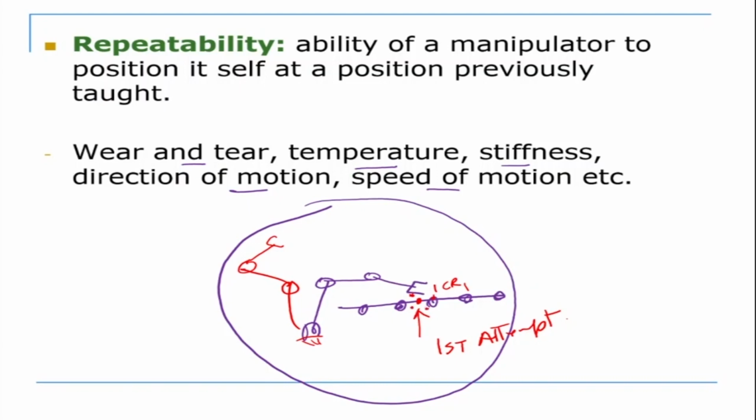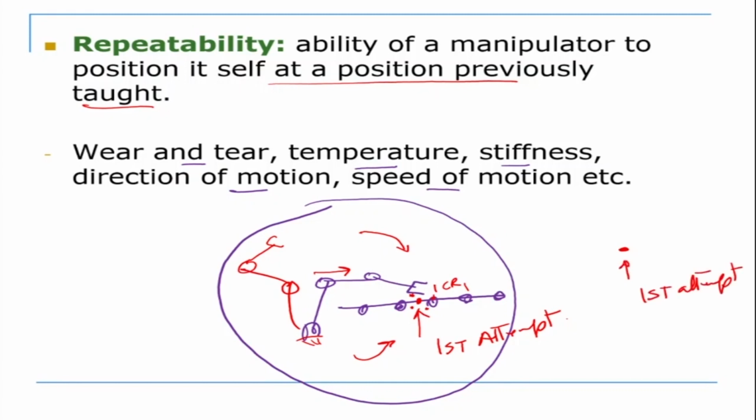It's in 3D. So repeatability means the ability of a manipulator to position itself at a position previously taught. That means it did go there in the first shot, but the second time, third time, fourth time, it will not go exactly there, but somewhere near there. And why is that? Because of parameters like wear and tear, direction of motion. If it's coming from this side, or this side, or this side, these errors will keep changing, depending on the side also. So what we see is that if we have gone to this point once, this is my first attempt.